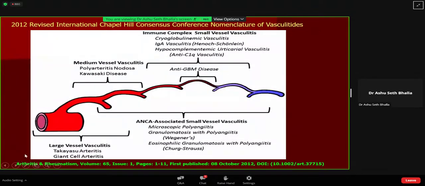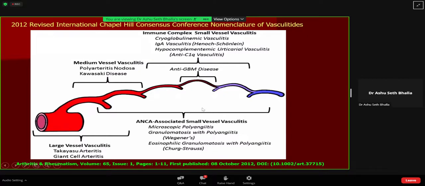Okay. Now, from this diagram, the same thing is illustrated, that if you go from the aorta right up to the capillaries, you have large vessels. The poster boy of large vessel arteritis is basically Takayasu arteritis and giant cell arteritis. We have medium vessel involvement such as PAN, Kawasaki disease.